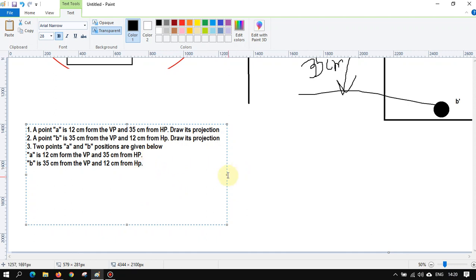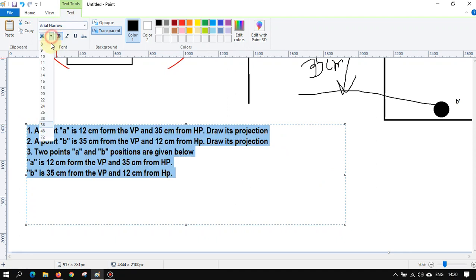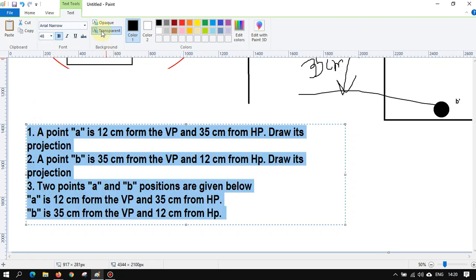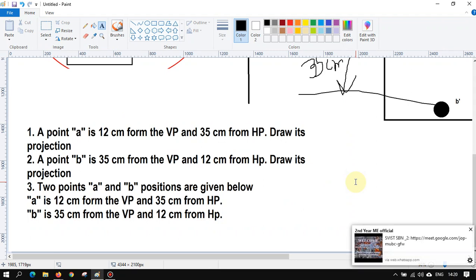So these three will be your homework for tomorrow, for the next class. Let me enlarge it. Everyone is requested to write down the question. You will be asked to give the answers on an A4 size sheet of paper, and we'll be discussing it. So just collect the question.